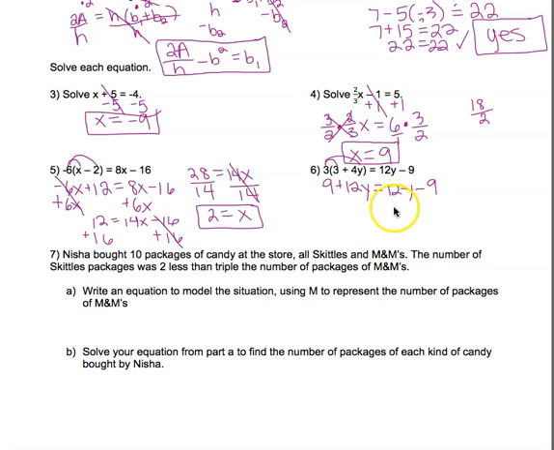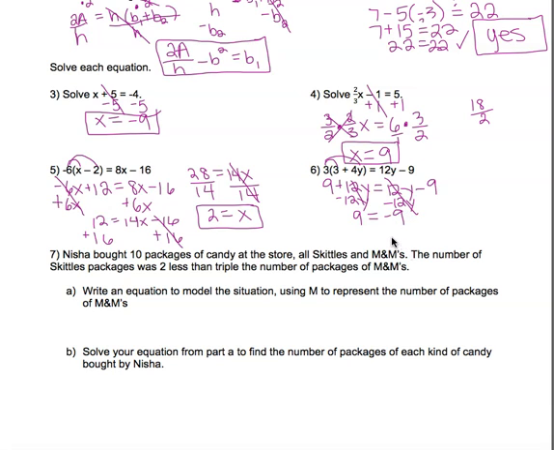So next, I want all my variables on one side. So I'm going to move to the left this time. I'm going to subtract 12y on both sides. That cancels this. Over on the left side, though, those cancel too, which means I'm left with 9 equals -9.